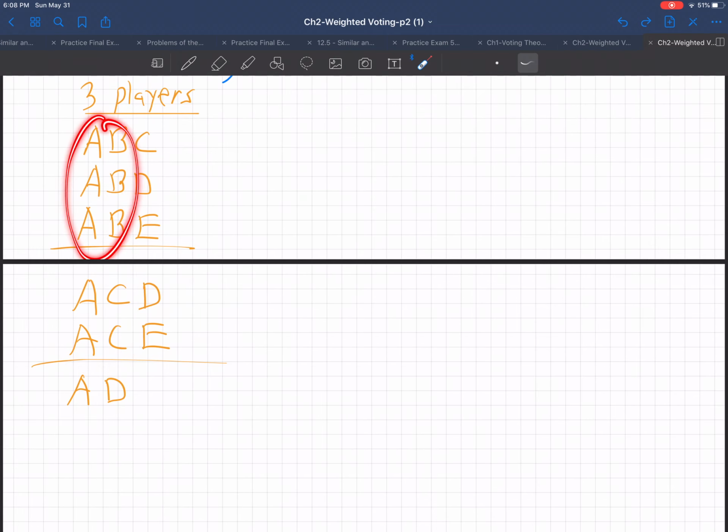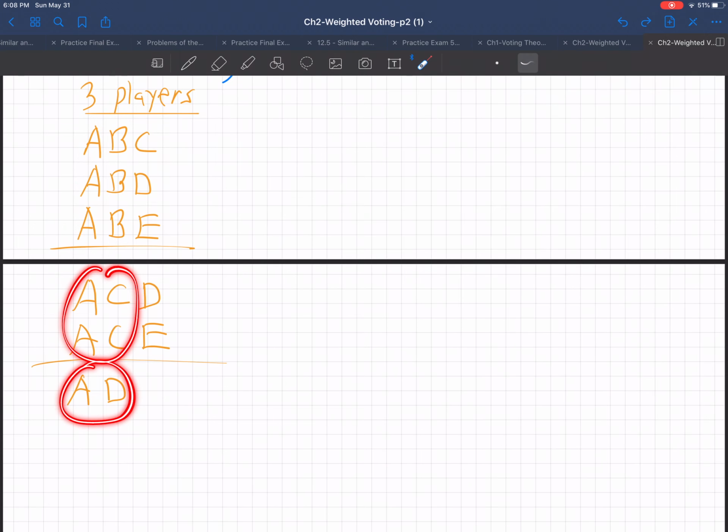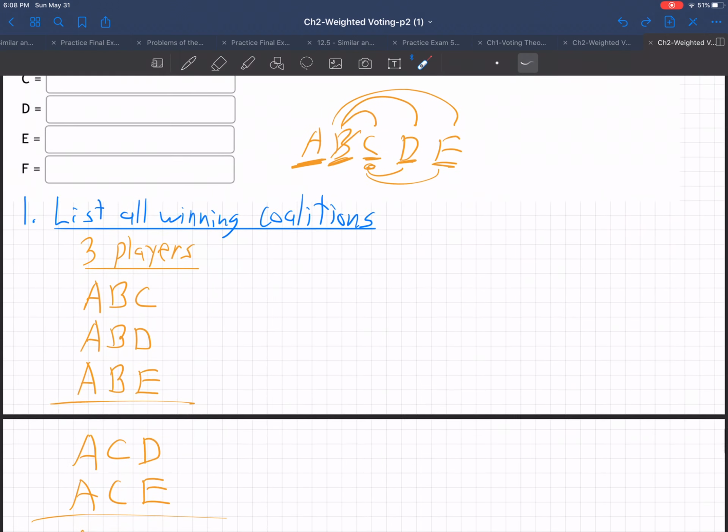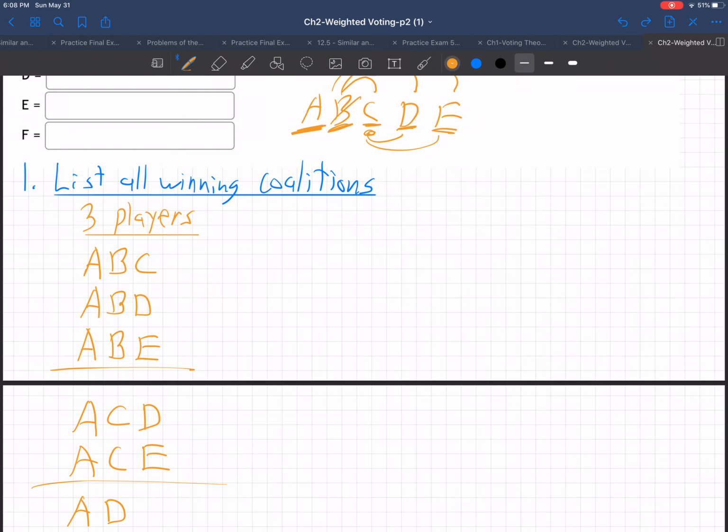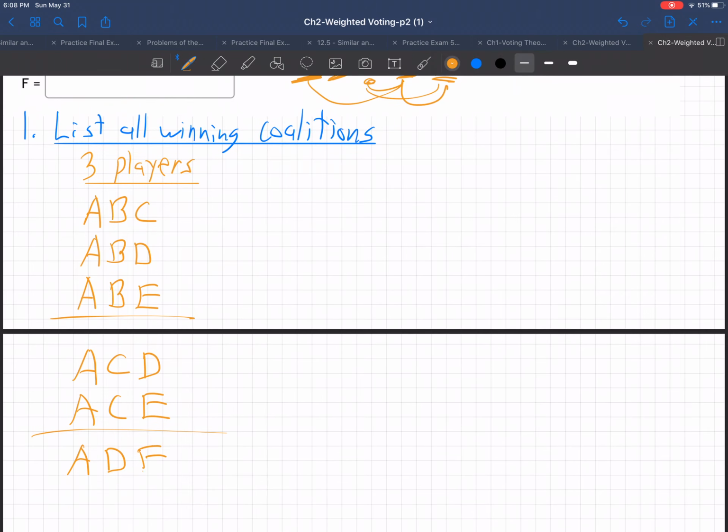So there's all the ABs, the ACs, and now AD. So if you start AD, all you've got left is E. Again, because we don't go back. I don't go like ADB or something, because that's already right there, isn't it? See that? So there's all the 3-player teams. See how I used a system to make sure I got every 3-player team that's a winner.